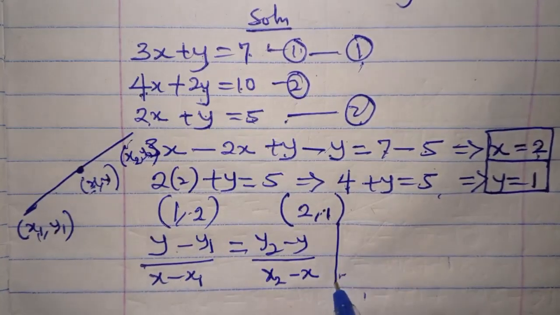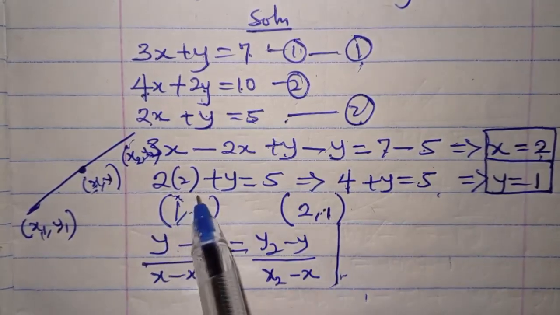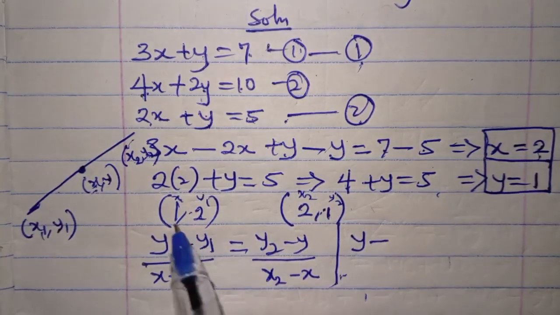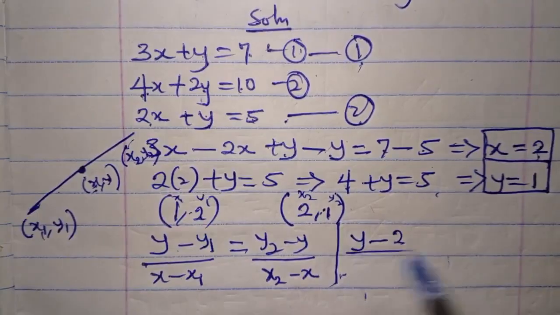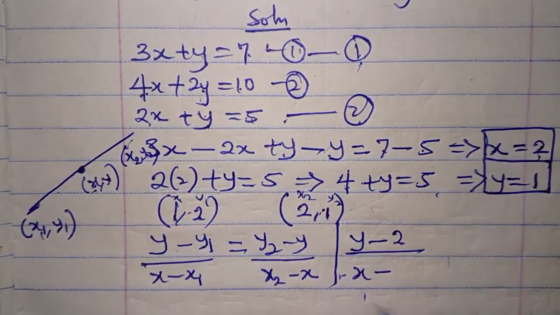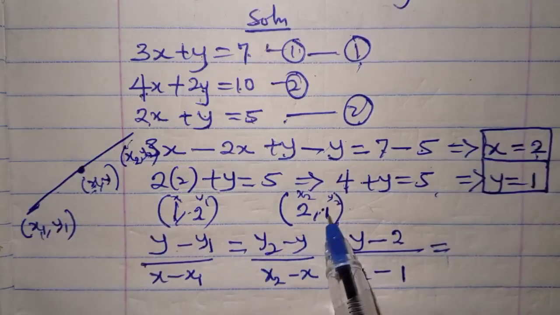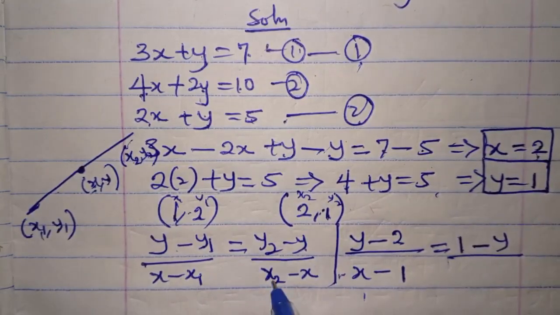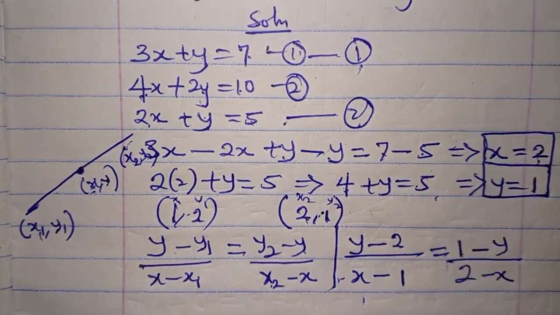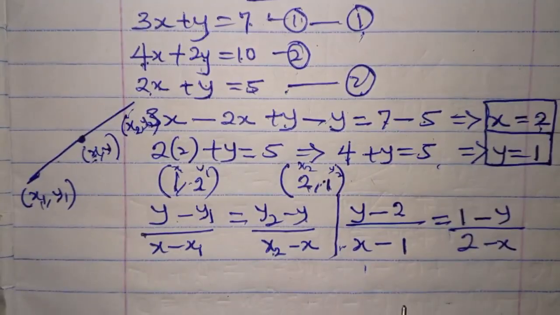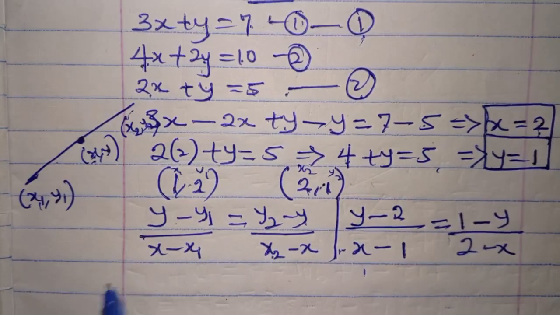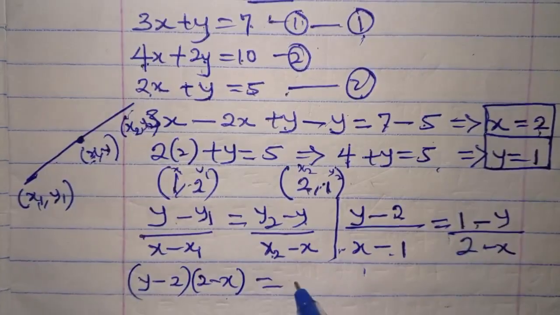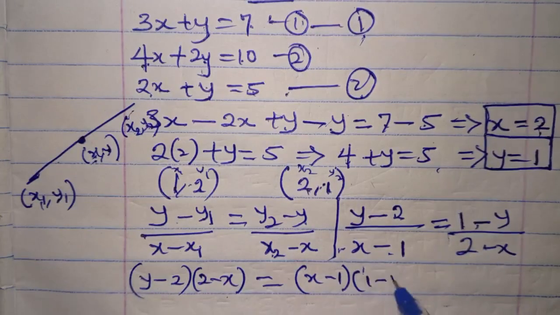This is the equation we're going to make use of. Now, what is y1? This is x1, y1, x2, y2. So we have y minus y1 is 2, x minus x1 is 1, y2 is 1 minus y, x2 is 2 minus x. Okay, so let's cross multiply. y minus 2 times 2 minus x is equal to this times this, x minus 1 times 1 minus y.